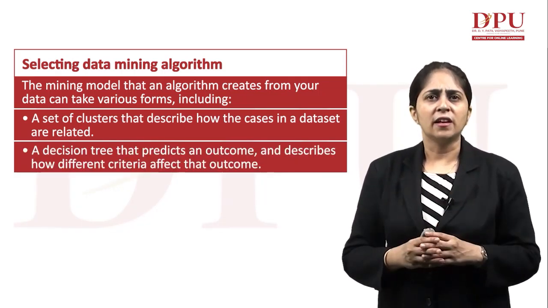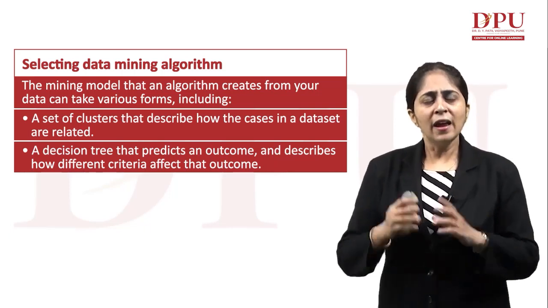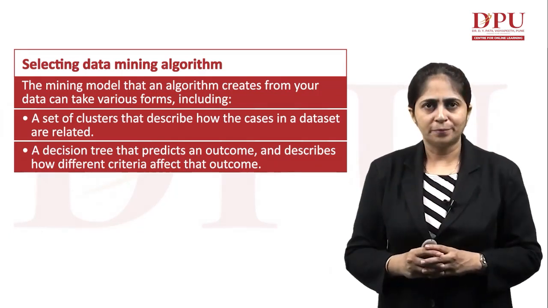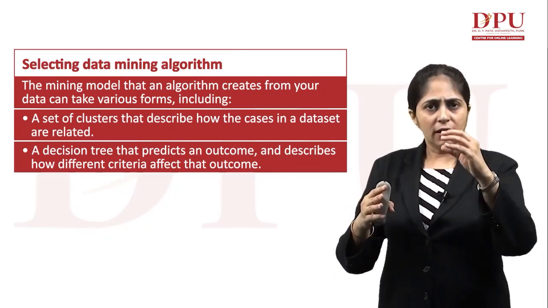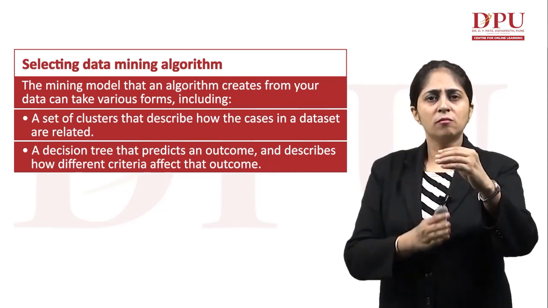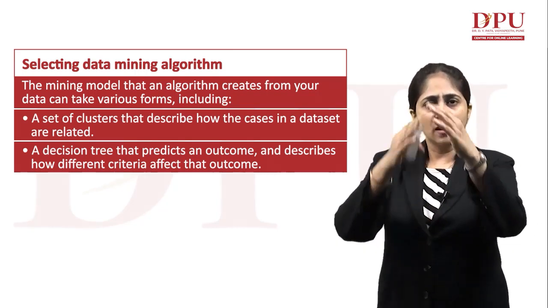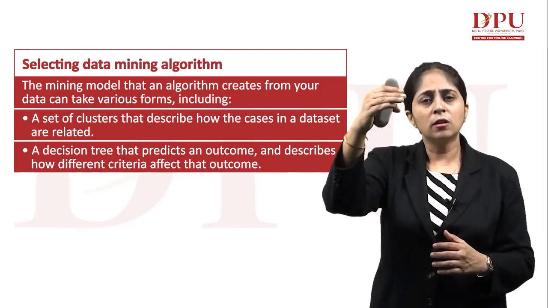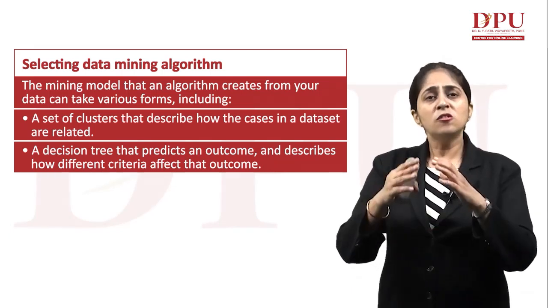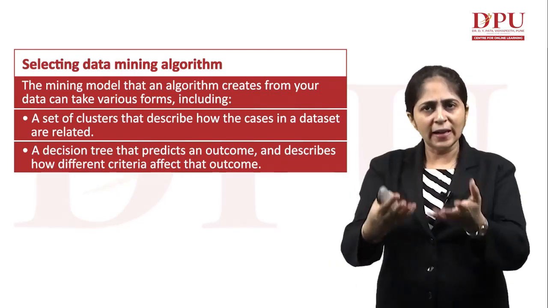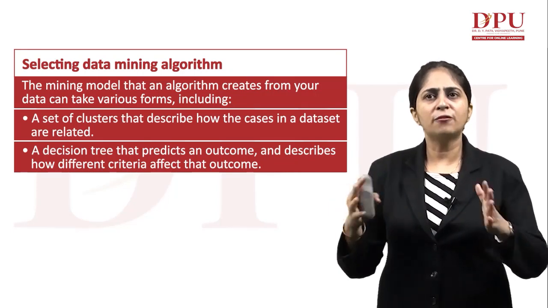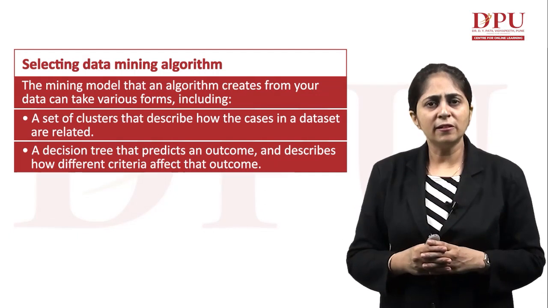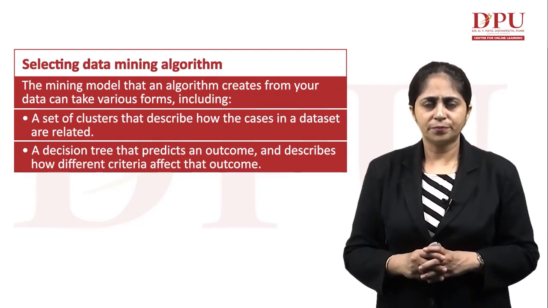Next, a decision tree, which predicts an outcome and describes how different criteria affect that outcome. That means if you take this, then next will be this, then next will be this. A whole decision tree will predict the outcome, beginning from the root to the bottom. That kind of decision tree can be built using these different algorithms.